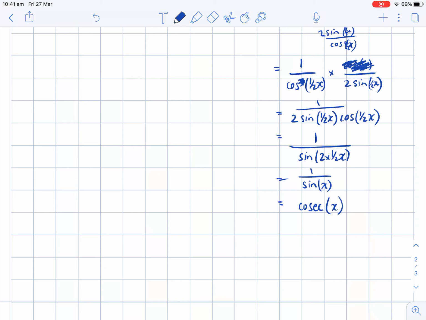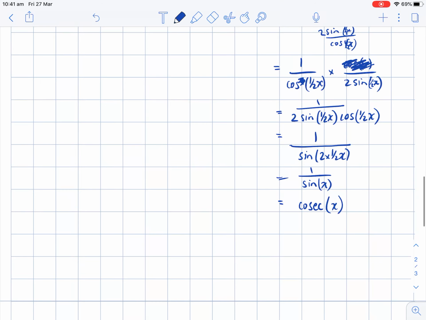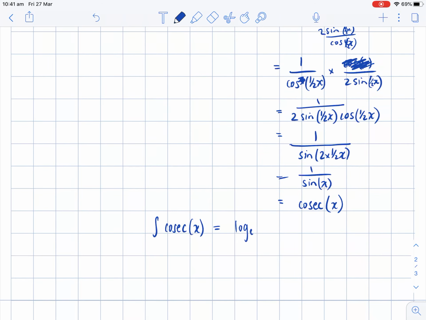Cosec x. So that's kind of nice if you wanted to do the integral of cosec x, we can jump straight back to our original expression, which was log e of tan of a half x. But that is coming up in our next topic, so don't worry about that last line.